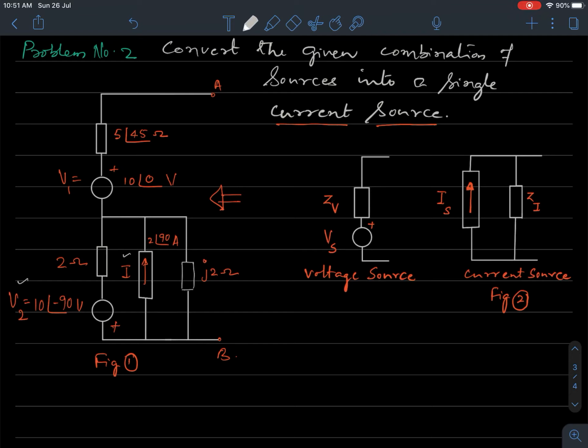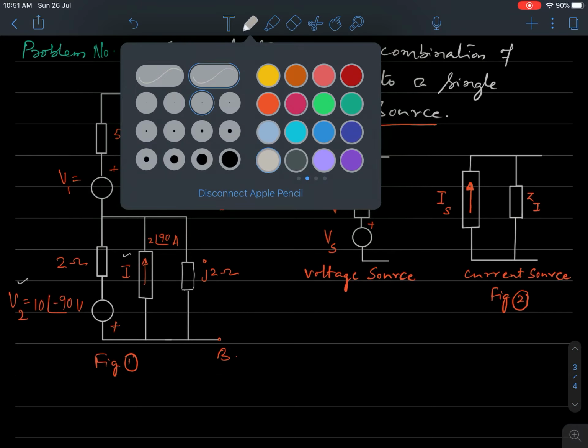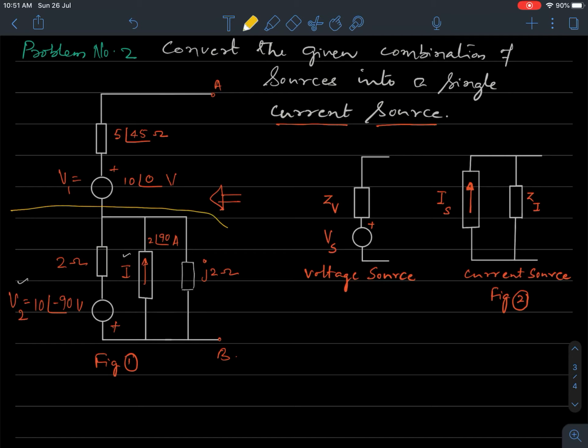Now, how do we reduce? If we have to reduce the network, our first step would be to convert this parallel combination of V2 and I into one single source. That single source will come in series with V1. So obviously that single source should be in voltage source format. That is our understanding.